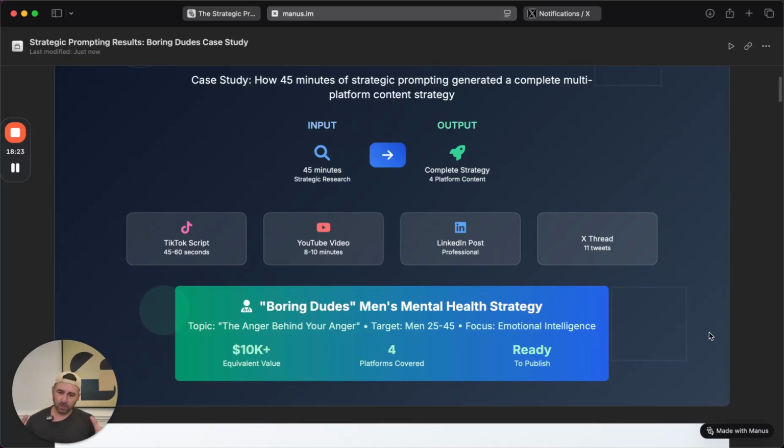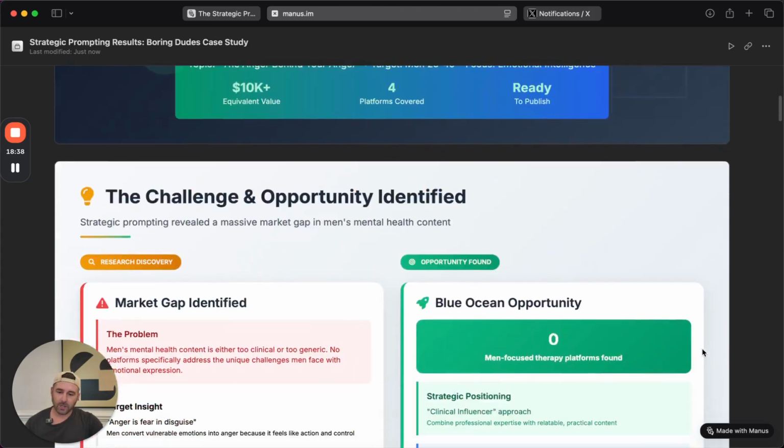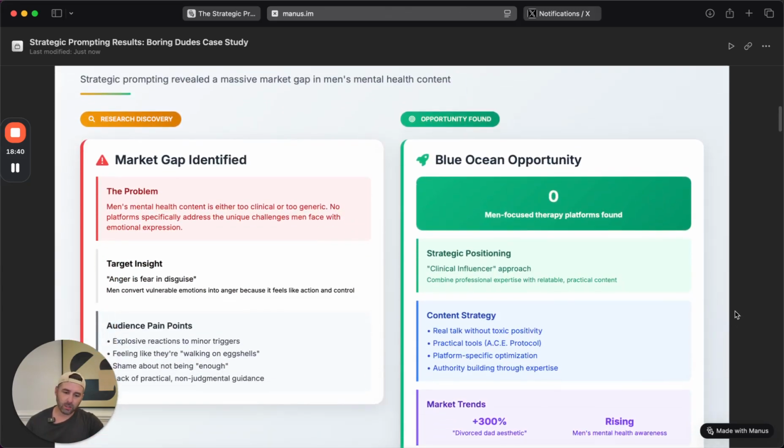The Boring Dudes men's mental health strategy. It identified our highest priority topic, so I just developed a few assets based around that topic. And the focus here is on developing emotional intelligence. Okay, so I'm not going to go through all of this again.